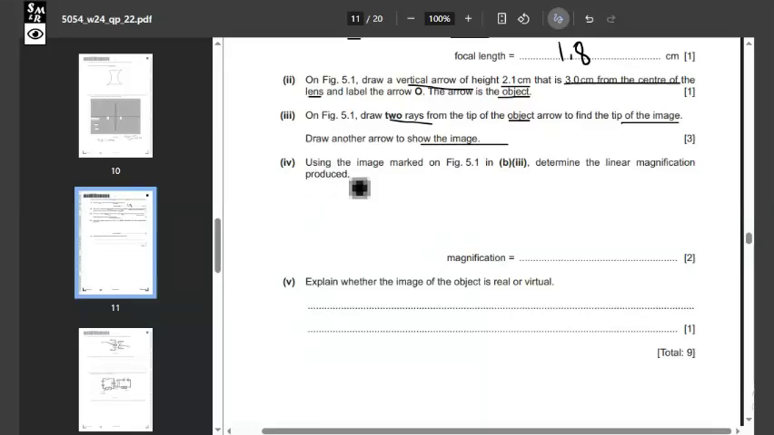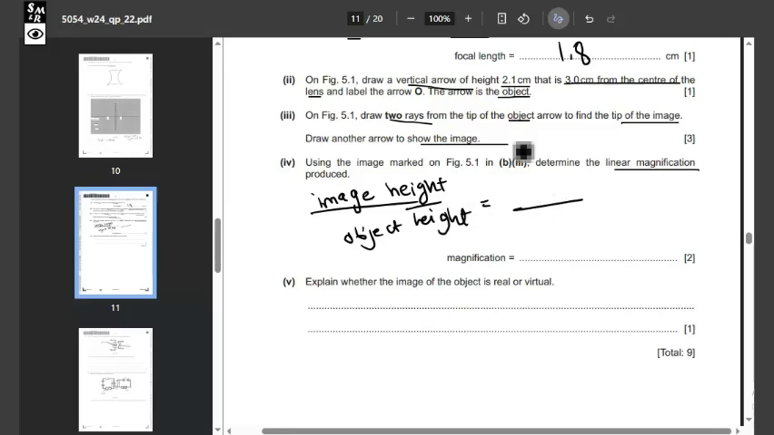Now, question Roman 4. Using the image marked in figure 5.1 in B Roman 3, determine the linear magnification produced. Now, what is the linear magnification? So, the linear magnification is nothing, just the image height divided by the object height. So, the object height is given as 2.1 centimeter.